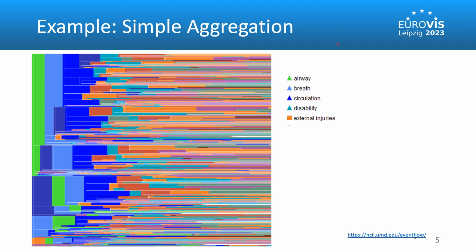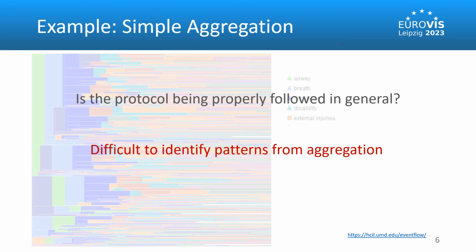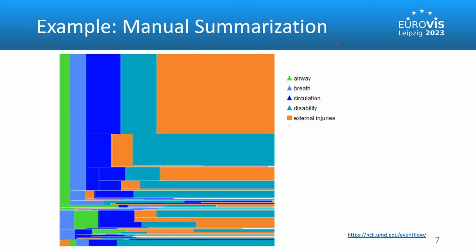Here we can see a simple aggregation of events generated by EventFlow. Even though we can see all the events in the same diagram, it's difficult to identify the patterns of deviation from the protocol. Here we can see a visual summary that has been manually filtered only to contain the ABCDE events. The summary contains far less events and the patterns are also identifiable.